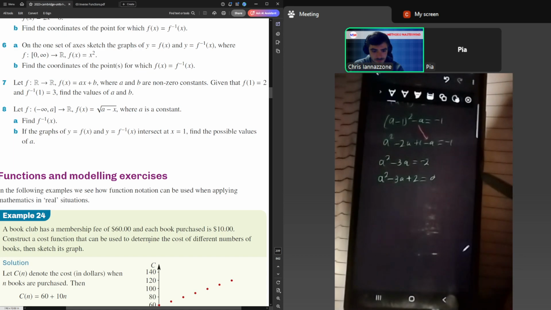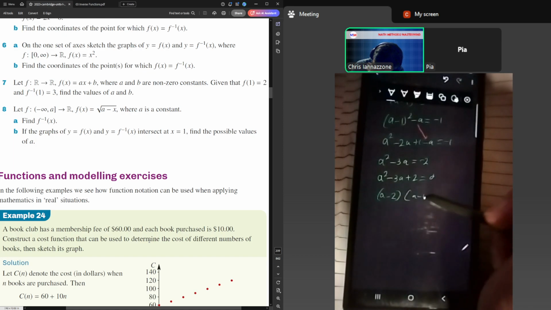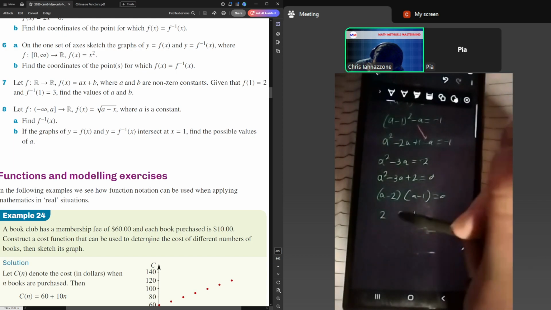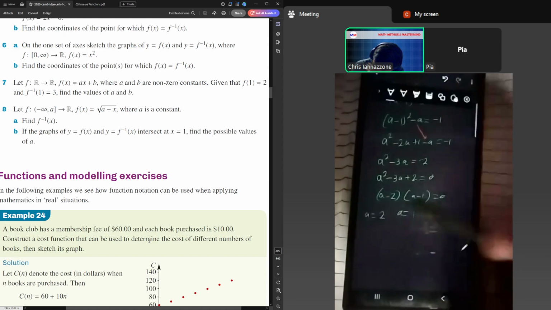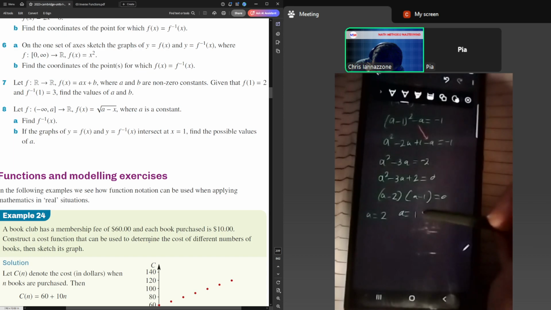What do we do with this? We could go a minus 2, a minus 1 equals 0. Yep. So a minus 2 equals 2 and 1. Yep. That's it. A equals 1. A equals 2. Yeah, that'll be mathematically correct there.